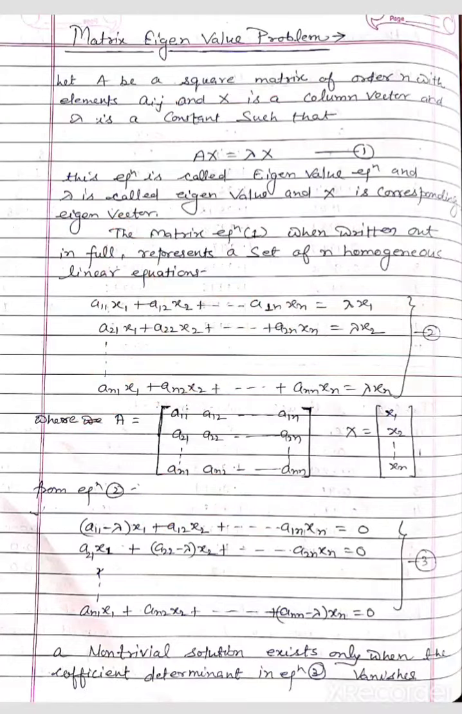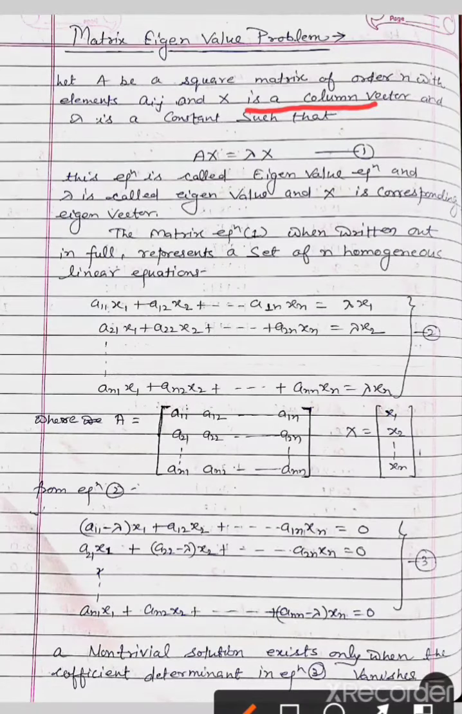and capital X is a column vector and lambda is a constant such that Ax equals lambda x. This equation is called the eigenvalue equation.